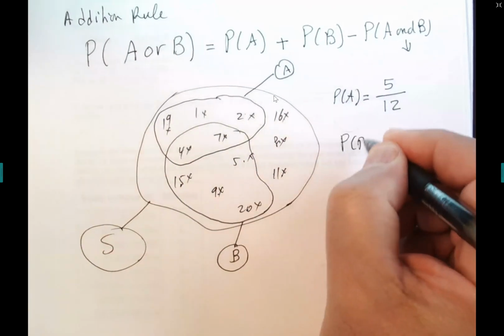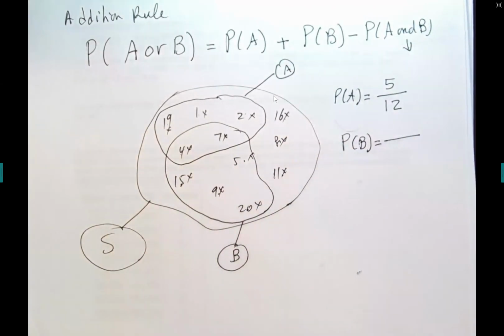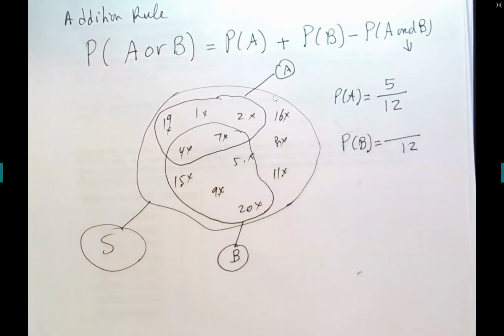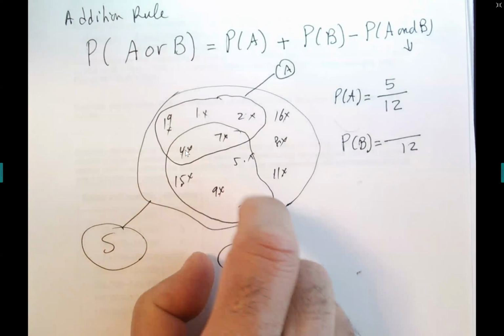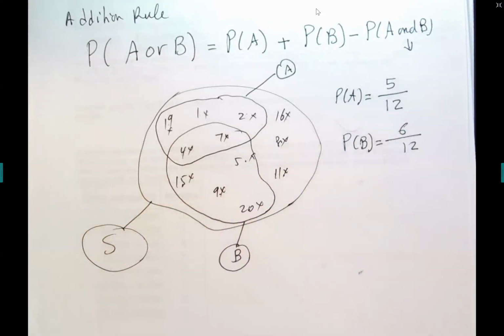Okay, now guys, can you help me find the probability of selecting a number that turns out to be in B? Denominator is the same, always a 12. 6 out of 12. How many elements are there in B? 1, 2, 3, 4, 5, 6. Six out of 12. Okay.